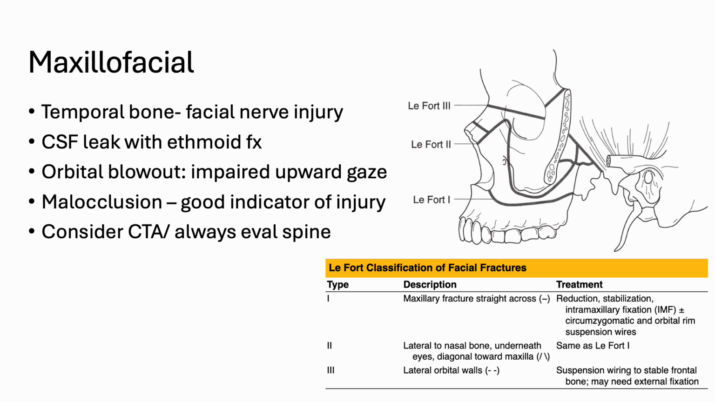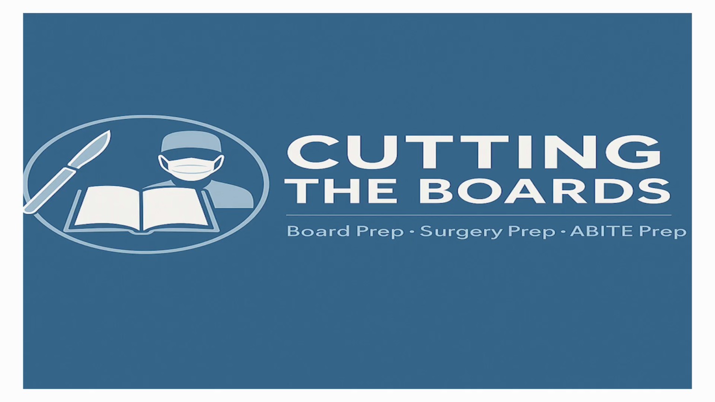For an orbital blowout, your patient will have impaired upward gaze. Malocclusion is usually a good indicator of injury, so something easy to test on your patients. And then in these patients with facial fractures, it's always important to consider a CTA. It's an easy way to evaluate the blood flow in this area, and then also always evaluate the cervical spine for any injury.